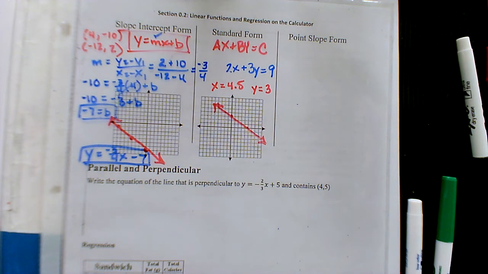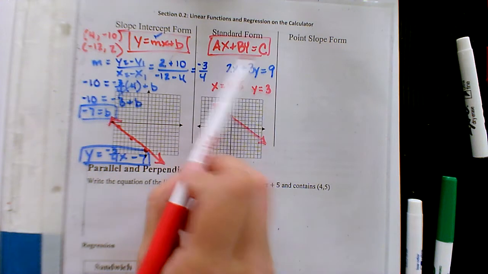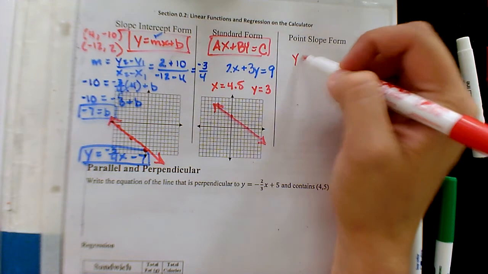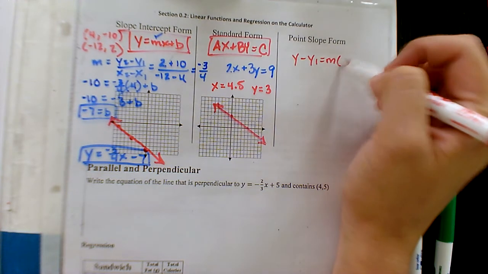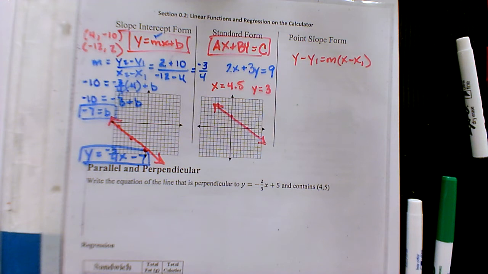All right, last but not least, point slope form. Can we remember what it looks like? So far we had slope intercept form, standard form, we got one more. What do you think, Maggie? Yeah? y minus y1 equals m times x minus x1. Wonderful. We always tend to forget this one, no?